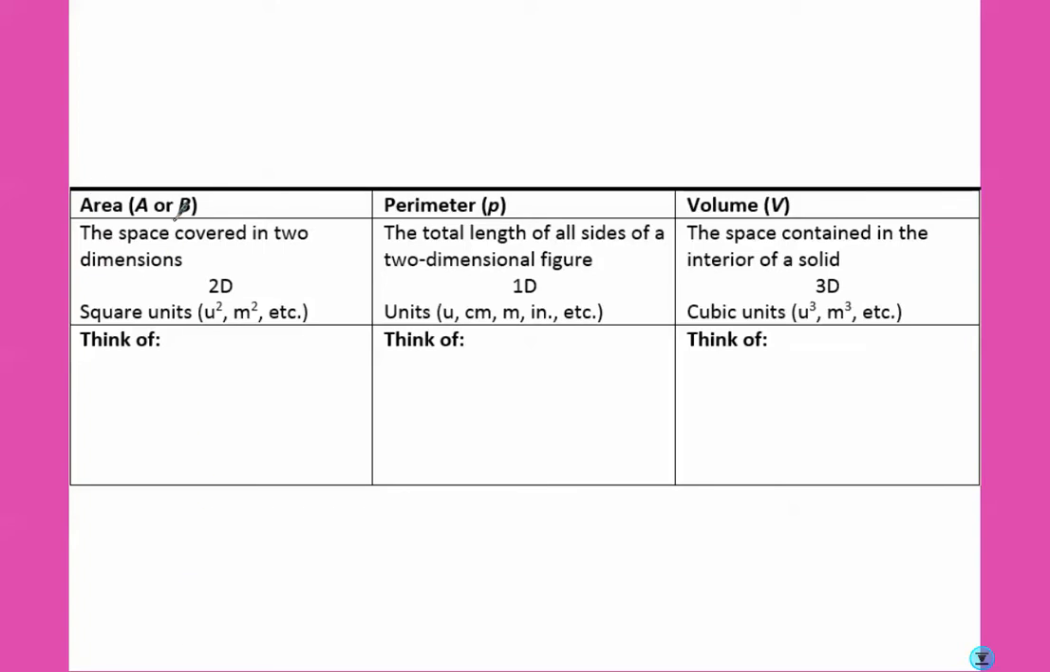So area, which is represented using a capital A or sometimes a capital B, is the space covered in two dimensions. So they're all going to have square units. So units squared, meters squared, feet squared, centimeters squared, that sort of thing. And when you think of this, this is like if you were to paint a wall or carpet a floor.